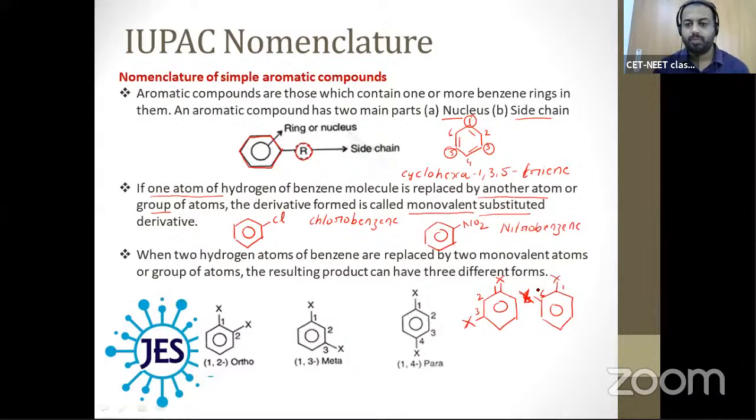Sorry, 1 2, not 1 6. Okay, you should understand this. First, the least point of difference rule.